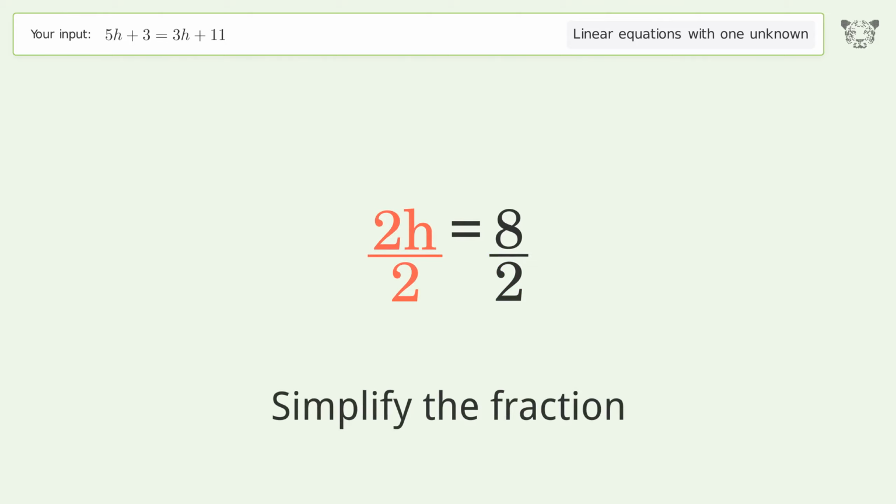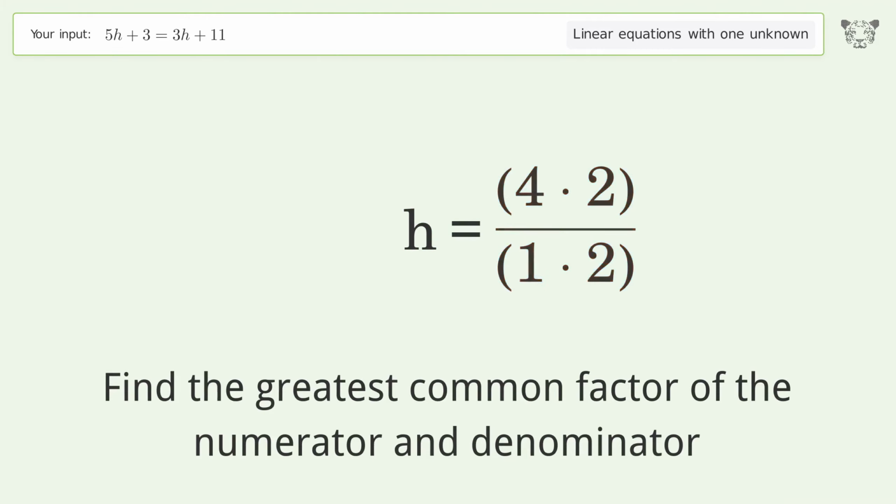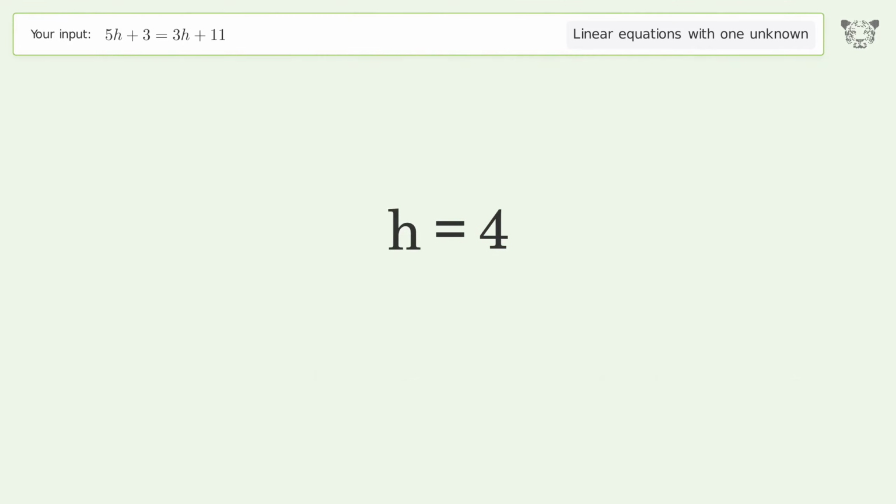Simplify the fraction. Find the greatest common factor of the numerator and denominator. Factor out and cancel the greatest common factor. And so the final result is h equals 4.